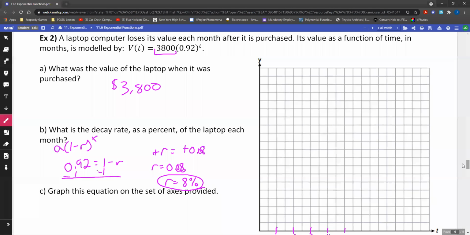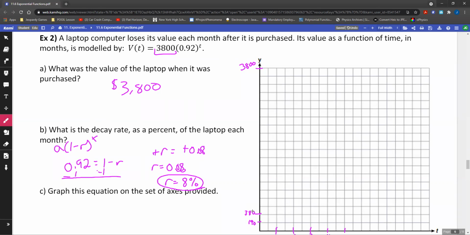All right. Since I need to get to 3,800, there's 20 boxes. So if I divide 3,800 by 20, I can figure out that every box is going to be 190. So that's 190. The second box will be 190 plus 190, which is 380. Now I'm not going to actually label all of them. I'll only label every other one.